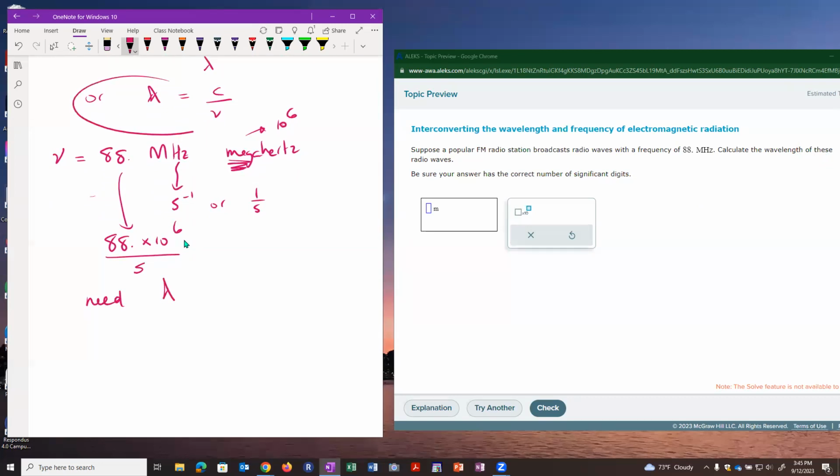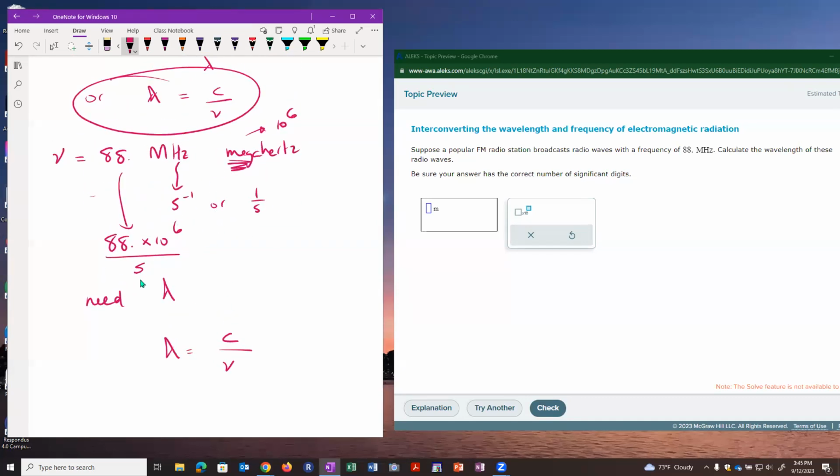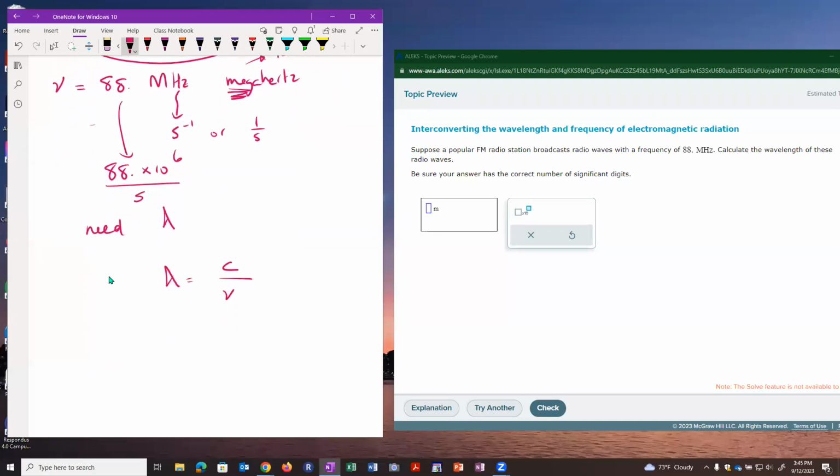So I can rearrange my equation. Lambda then is equal to c, speed of light, over my frequency. And remember, I want to get it with seconds as the unit, because the speed of light that I'm using has seconds as one of the units, and we're going to need that to make sure that our units cancel out. So speed of light is 2.99 times 10 to the 8 meters per second. And I'm going to divide that by the frequency, 88 times 10 to the 6, and then that's per second.